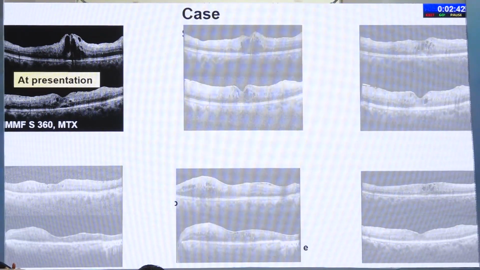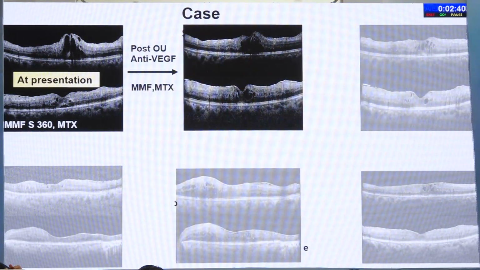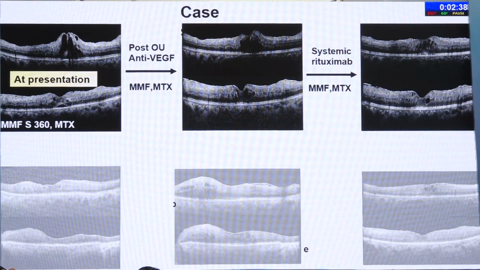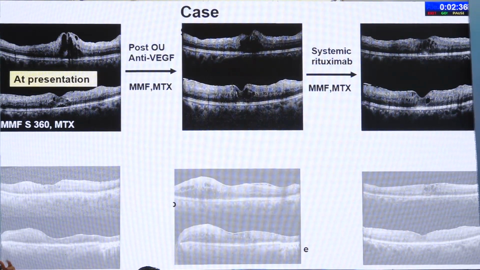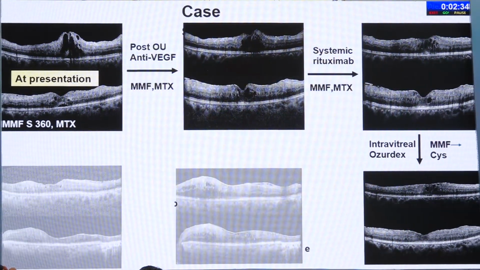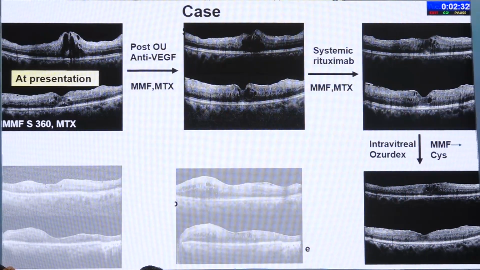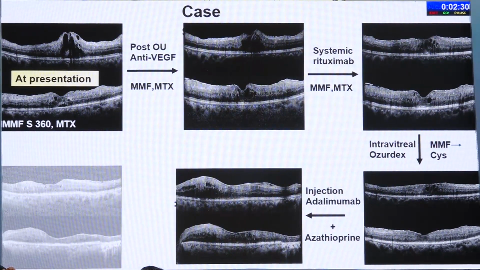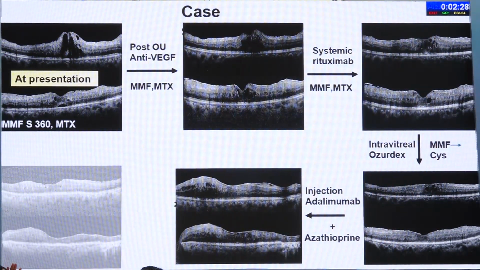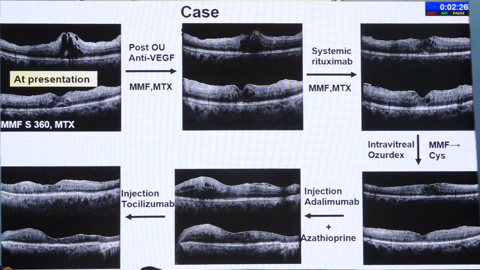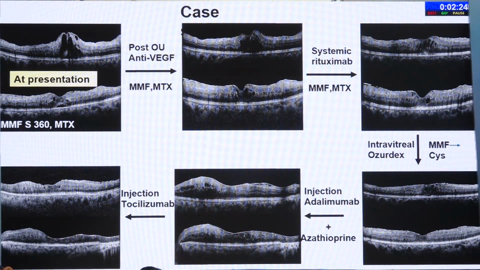This is at presentation. The patient was on MMF with methotrexate. Anti-VEGF did not respond. Rituximab did not give satisfactory results. Ozurdex was okay, but the intraocular pressure went up. With adalimumab, we did not get a satisfactory response. Finally, the patient responded to tocilizumab.